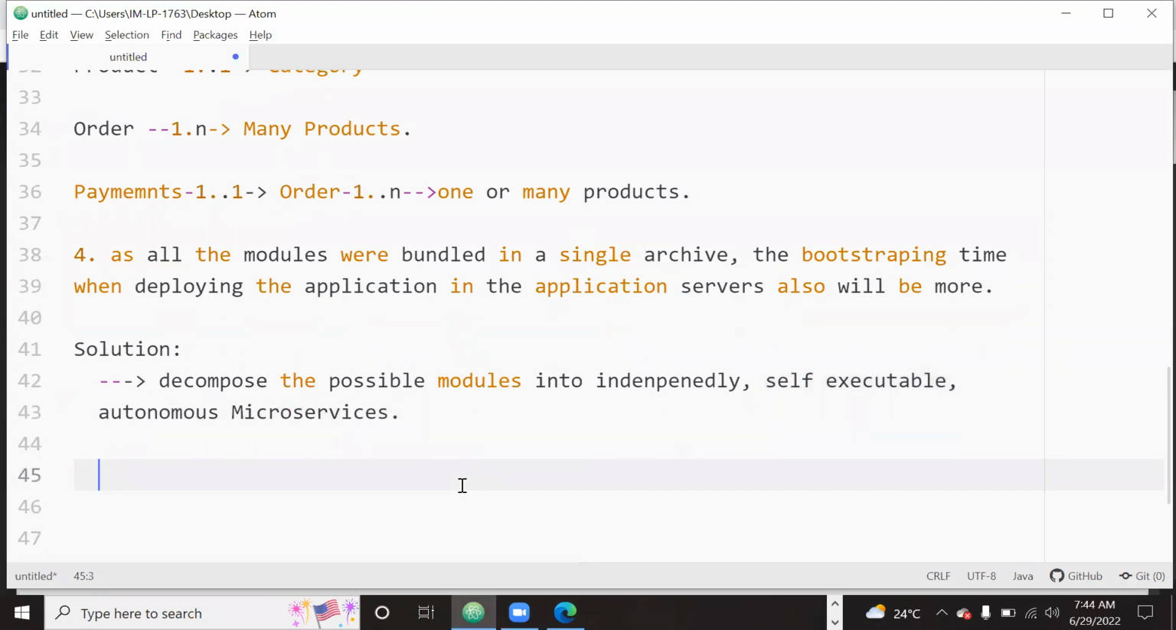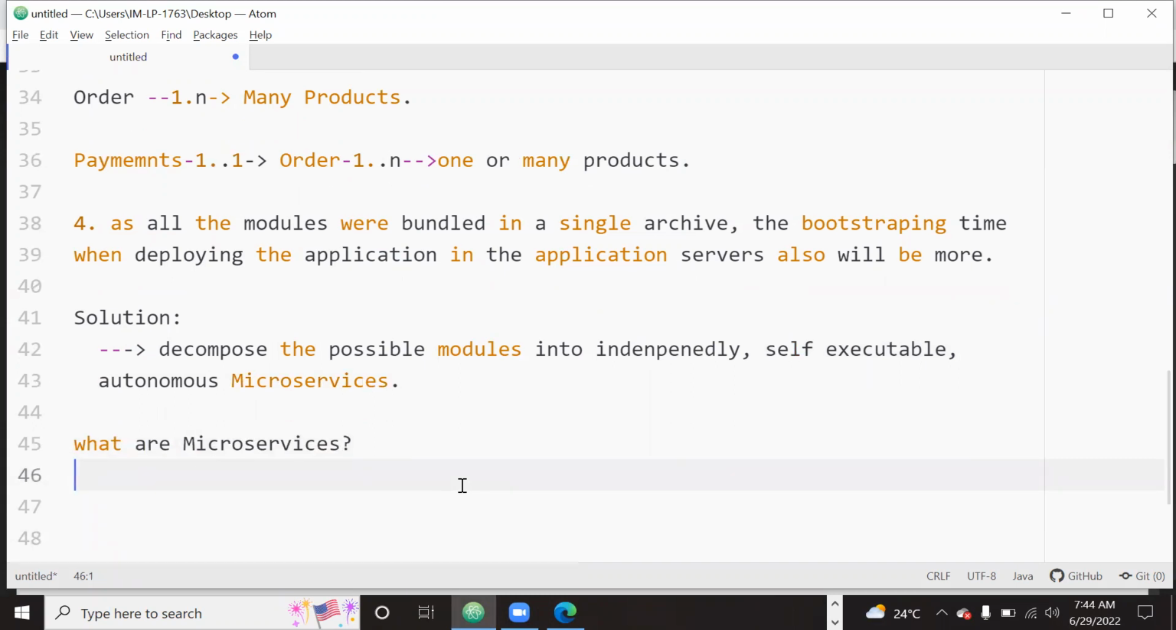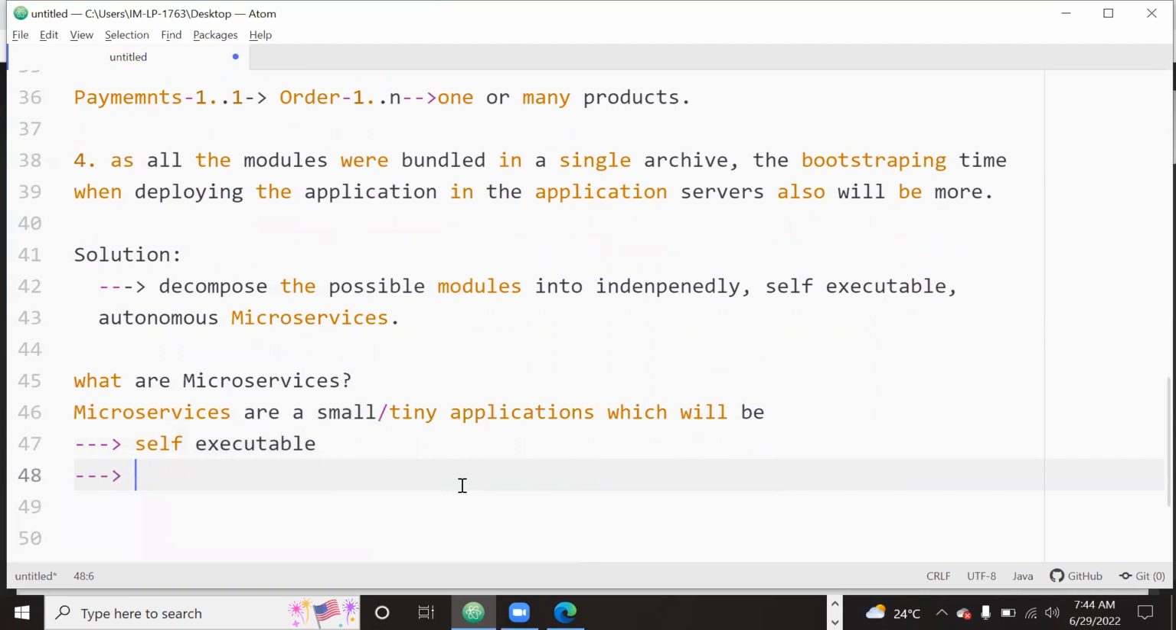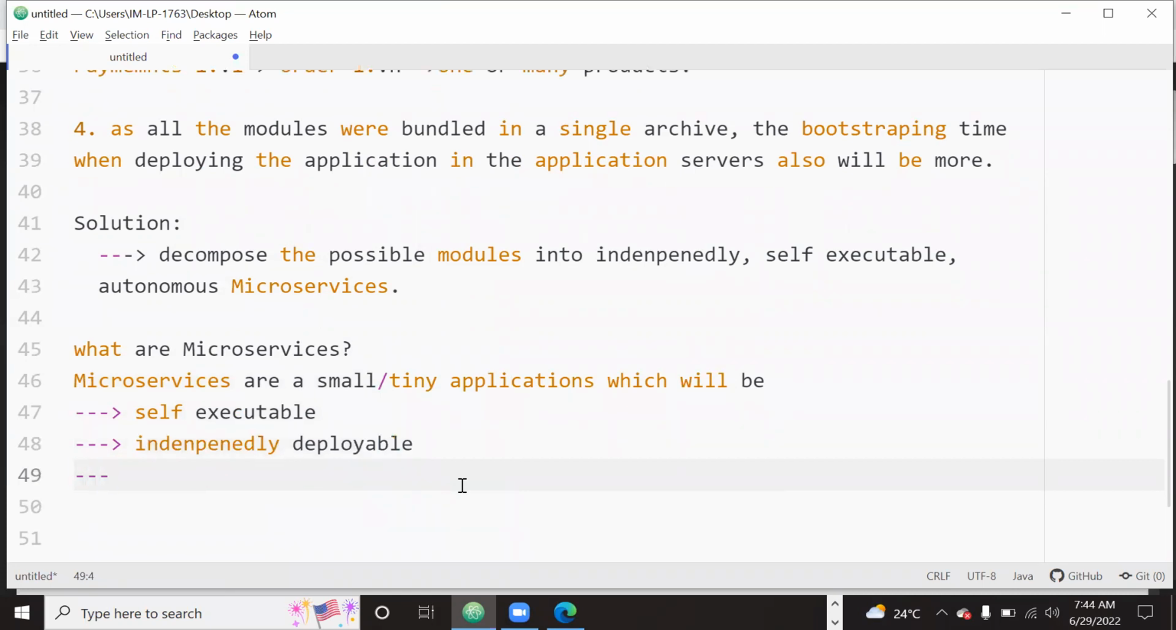So what are microservices? Microservices are small or tiny applications which will be carefully observed, which will be self-executable, independently deployable, and autonomous. So this is called a microservice.